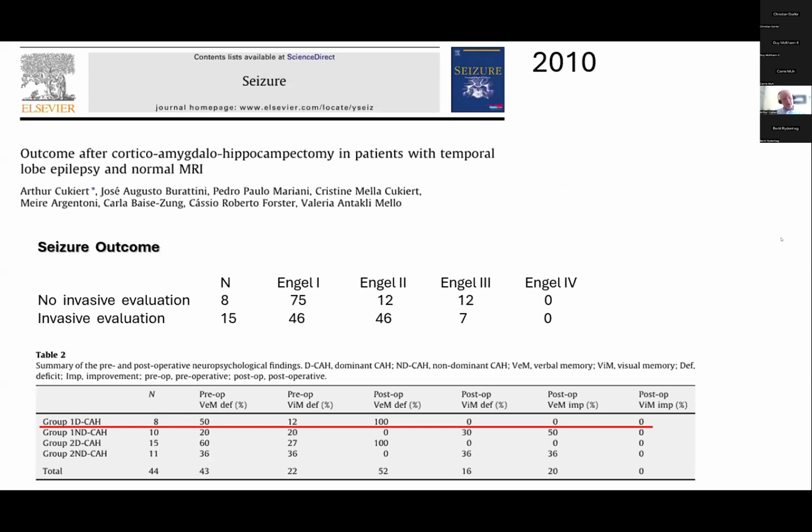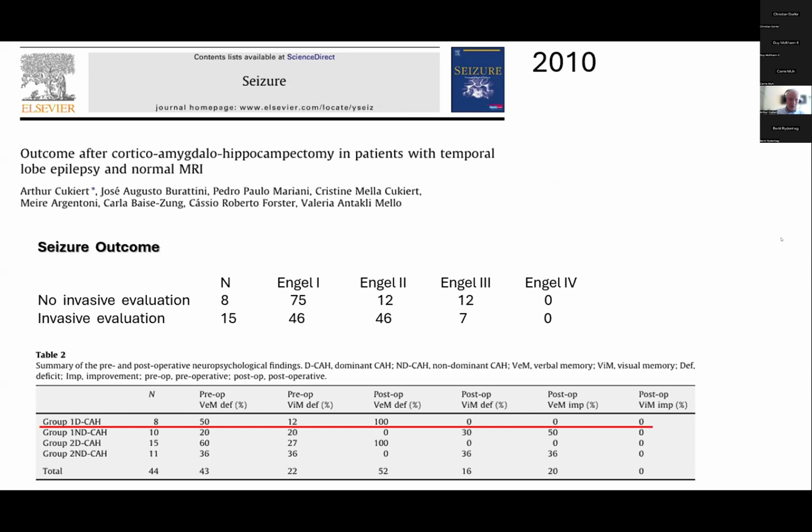Just for you to get an idea of our own bias, because I think everybody has their own bias. This is what we published on temporal lobe epilepsy and normal MRI about 15 years ago. Just pay attention to group 1, which is the dominant normal MRI temporal lobe patients. As far as seizures are concerned, outcome was pretty good and pretty much compatible with the other resective procedures. At that time, we were offering resective procedures for this kind of patient. But the problem was cognitive outcome. All these patients, who had either normal or partially abnormal verbal memory, had a decline.